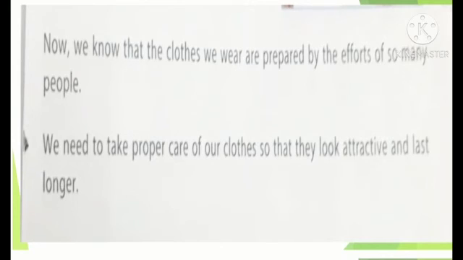Now we know that the clothes we wear are prepared by the efforts of so many people. Someone collects the raw fiber, another is spinning it, then weaving, dyeing, printing, finishing, etc. This is our duty to take good care of these fabrics so that they can look attractive and last longer.